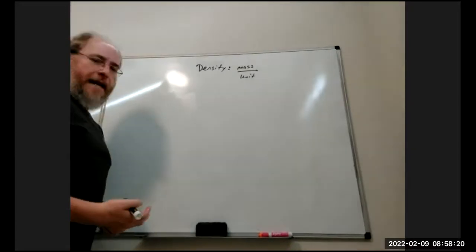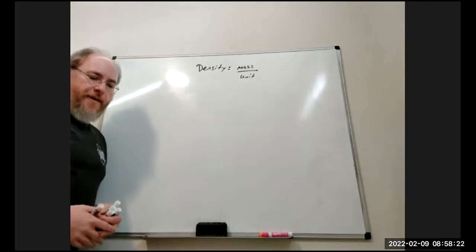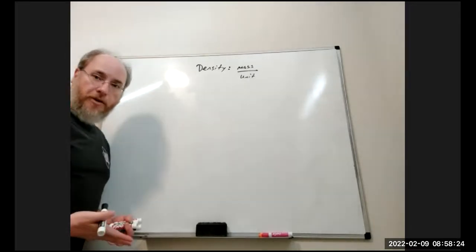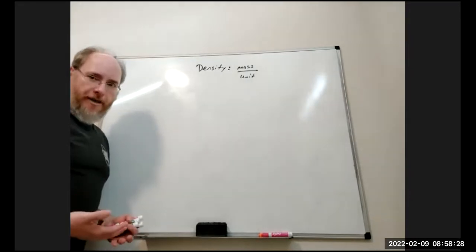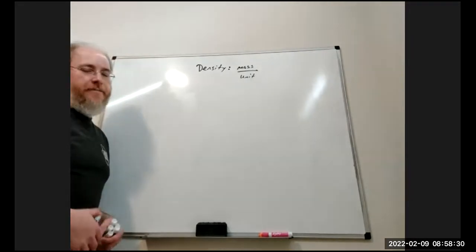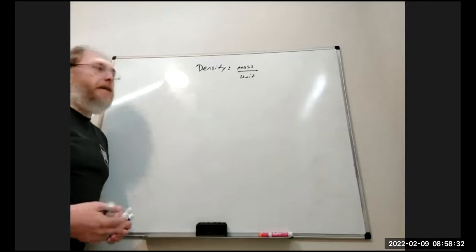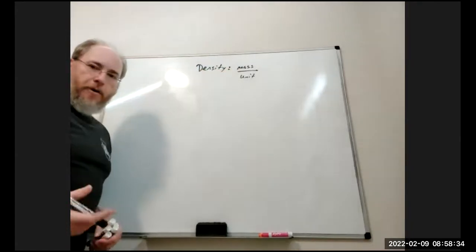Anyway, so it's a mass per unit. So we can have mass per volume, and that's what we call volume density. You could have mass per area, that's your area density. You could have mass per length, that's a length density. All right, but it's always a mass per amount of unit.